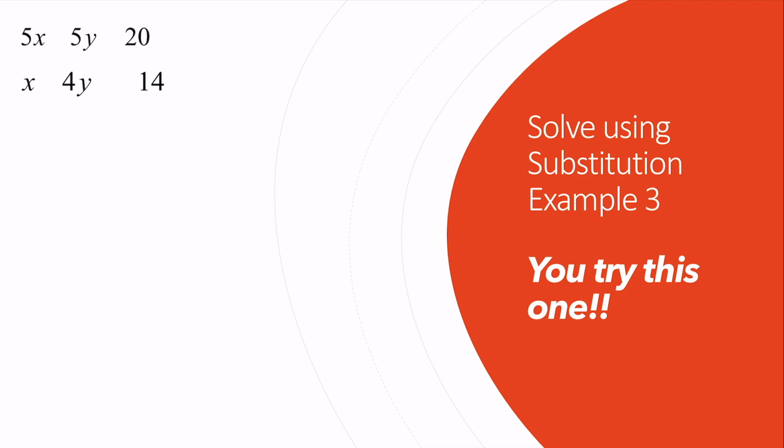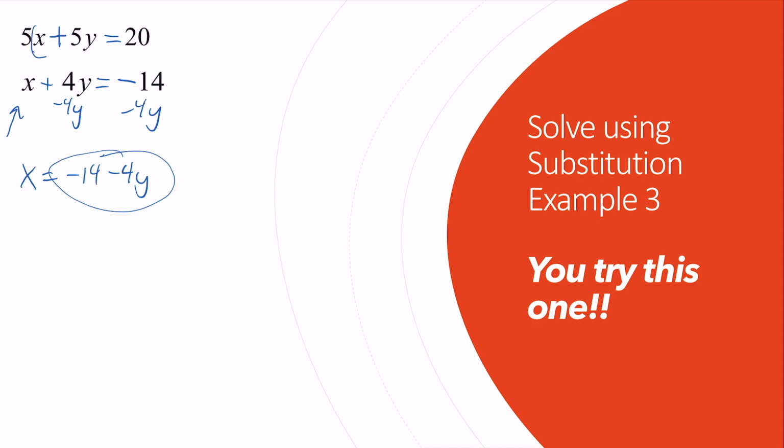For example 3, again, losing my equations, I've got 5x plus 5y equals 20, and x plus 4y equals negative 14. That's what you guys should have in your guided notes. So I'm going to go ahead and solve this bottom equation for x by moving 4y to the other side. So I have x is negative 14 minus 4y, and I'm going to substitute this in for x in my top equation. So I have 5 times negative 14 minus 4y plus 5y equals 20.